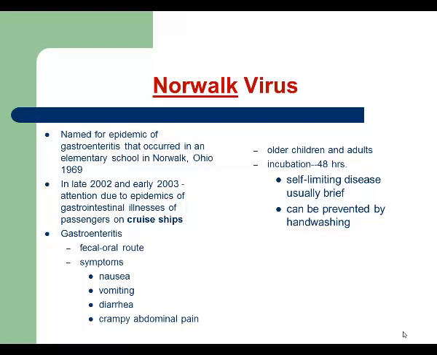Next one is the Norwalk virus. The infection is fairly new. The first outbreak was in 1969 in Ohio, at Norwalk Elementary School. And today this is known as an infection that usually affects people on cruise ships. So Norwalk virus causes gastroenteritis. It is transmitted by the fecal-oral route of transmission.